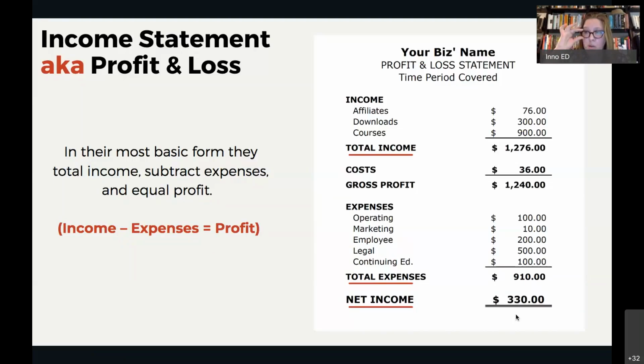If it is negative, then you know that you are operating at a loss, and you need to think about what it means for you to become profitable, and is it possible for you to become profitable in the amount of time that you want to.